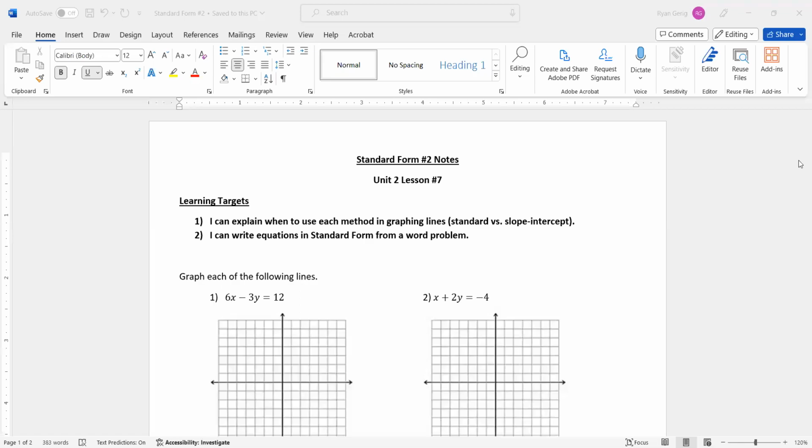Hello, everyone. Here we go with Unit 2, Lesson 7. We're getting close to the end of the unit. This is our second lesson on standard form.